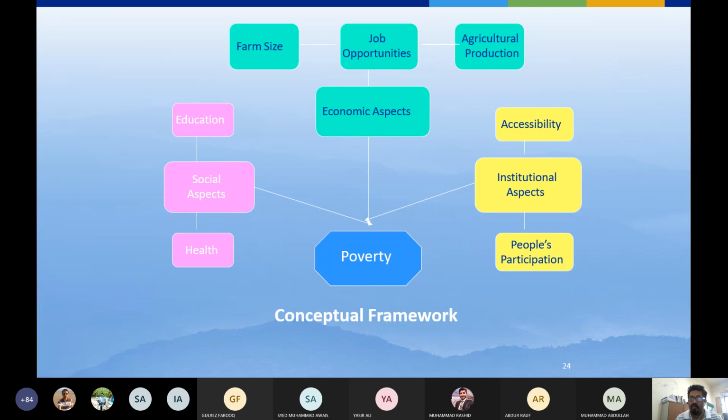Now I know what I want. I want to know about farm size. I want to know about the job opportunities. This is basically from a rural perspective, so rural poverty. I need to know about these things. So now this framework is guiding me to know what sort of data I need, and from where I will get it.